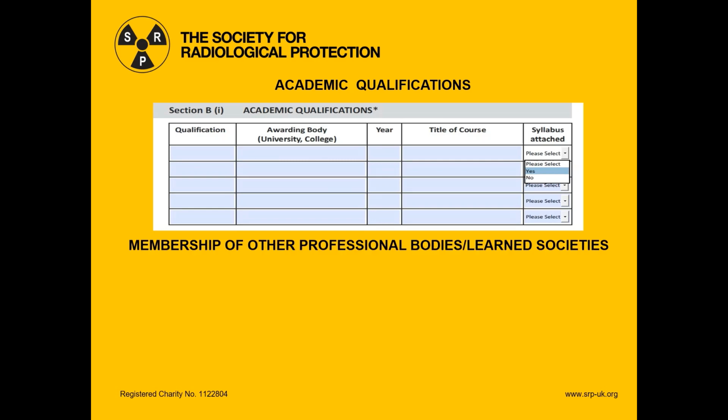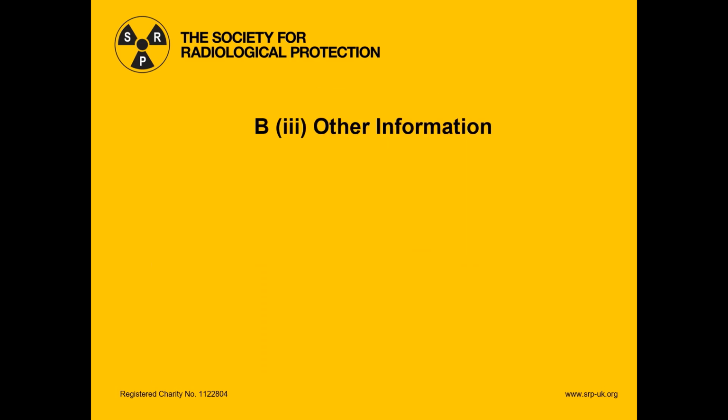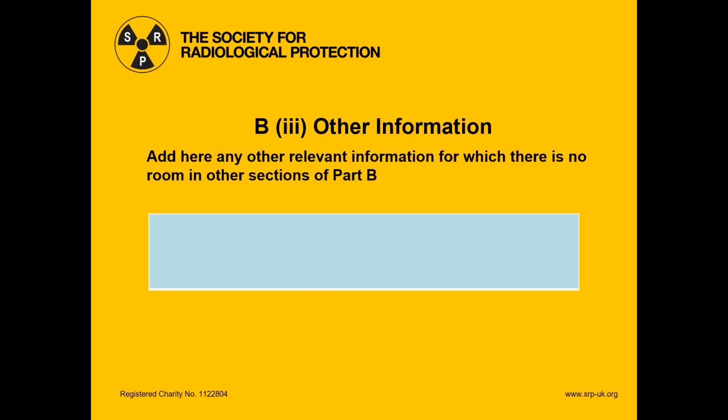In section B2, you are asked to give details of any memberships you hold of other professional bodies or learned societies. If there has been insufficient room in any other sections of Part B, or if you wish to add any additional information, then a box is available in Part B3.